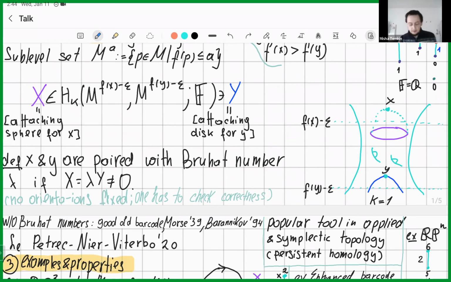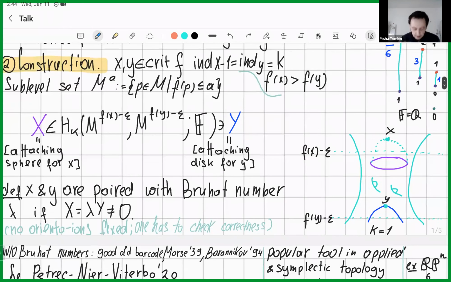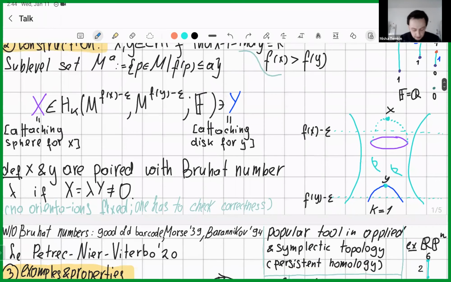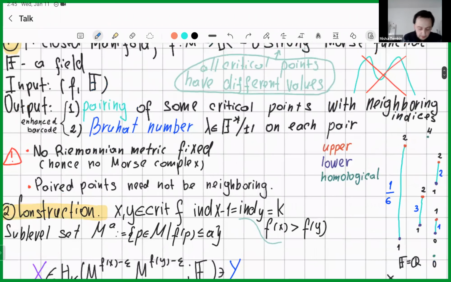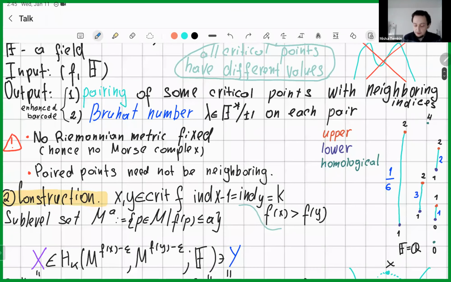There's another statement: if you forget about the numbers, then the thing which I have just defined is the same as the barcode. Also, I should mention that some similar ideas about the Brown numbers over Q appeared independently in the work by Le Peutrec, Nier, and Viterbo at the same time, in 2020. So that was the construction. Let me recall that I have taken a function and a field as an input and constructed an enhanced barcode. So basically some picture like this on the right, the pairing and numbers.